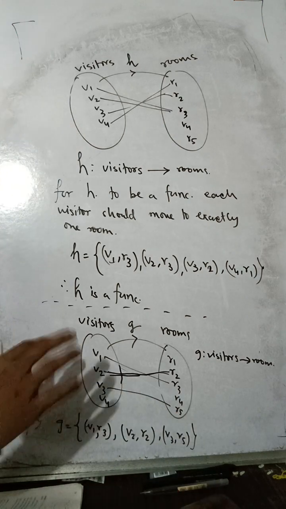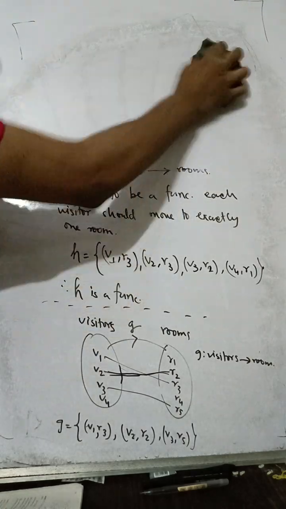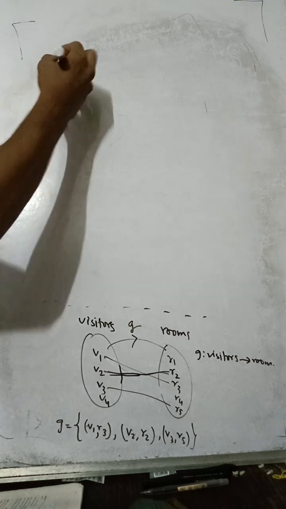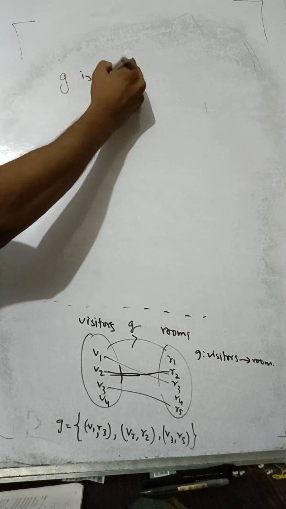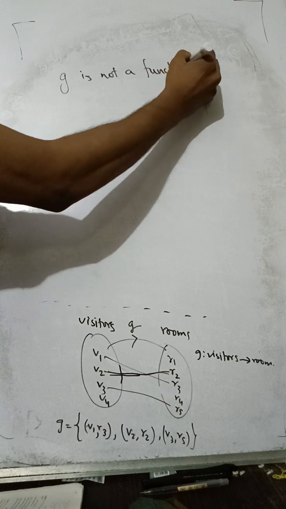So this relation, is it a function? If I ask you a question, is this relation a function? No, G is not a function. G is not a function. It is simply a relation. And why is that so?